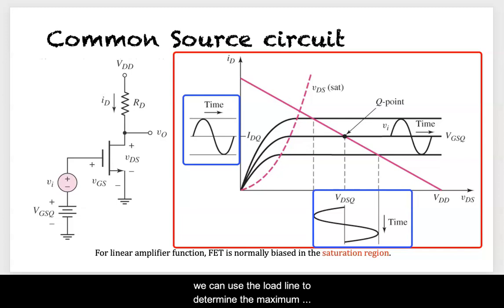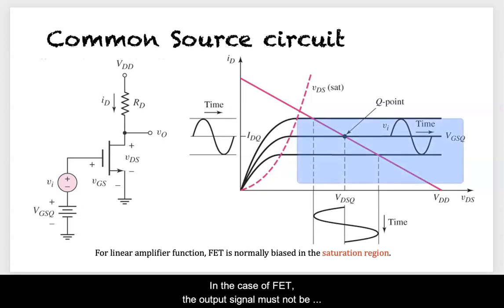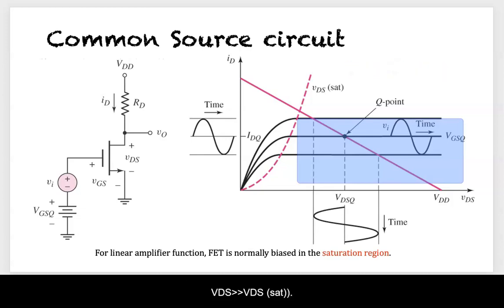We can use the load line to determine the maximum output symmetrical swing. If the output exceeds the limit either on the upper portion or the lower portion of the signal, a part of the signal will be clipped and the signal will be distorted. In the case of FET, the output signal must not be in cutoff, or ID equal to 0, and must stay in saturation region, or VDS must be greater than VDS saturation.